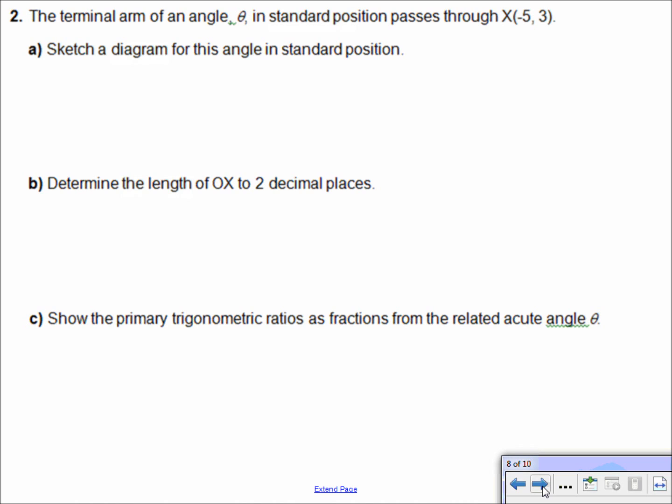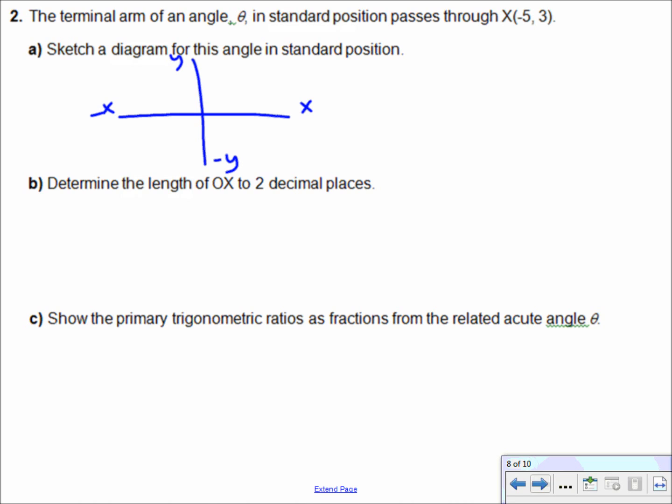The terminal arm of an angle theta in standard position passes through the point. Stop, gentlemen. Okay, what they're saying is it passes through the point (-5, 3). So they want you to sketch a diagram. All you do to sketch a diagram is draw a Cartesian plane. You know that this is x, y, negative x, and negative y. Okay?